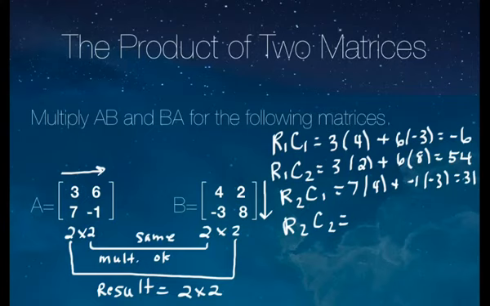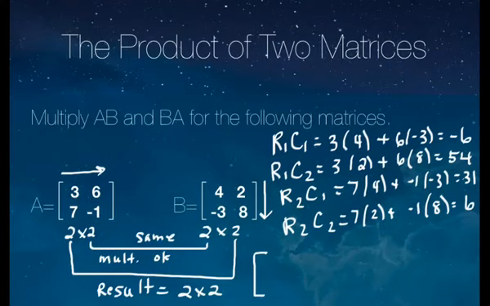Row 2, column 2 is going to do what? Oops. It's going to be 7 times 2 plus negative 1 times 8, which is going to be 14 minus 8, which gives me 6. Now let's talk about my result. I knew that my result was going to be a 2 by 2. It's going to look like this.